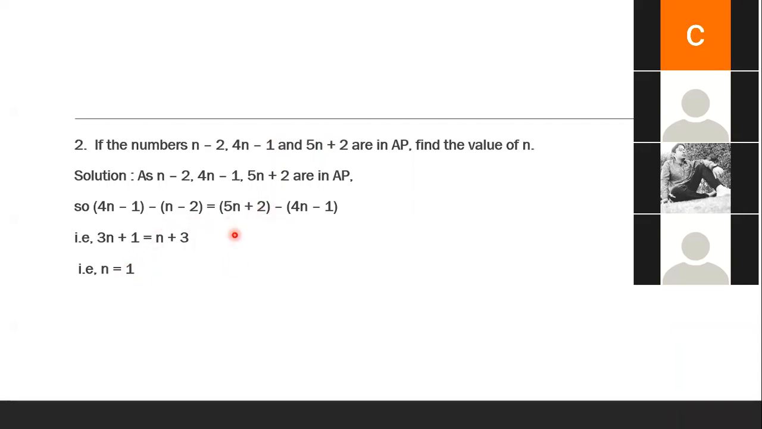Any doubt in this sum, children? N minus 2 is the first term, 4n minus 1 is the second term, 5n plus 2 is the third term. As we know that in a series, the common difference should be constant value. So take 4n minus 1 minus n minus 2 is equals to 5n plus 2 minus 4n minus 1. So constant we have to get, n is equals to 1. Any doubt in this sum?